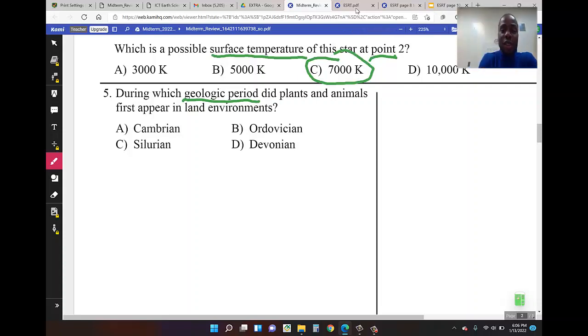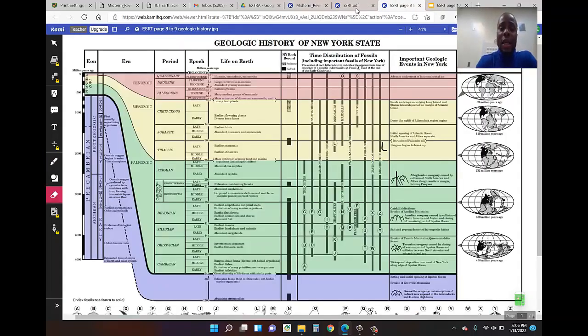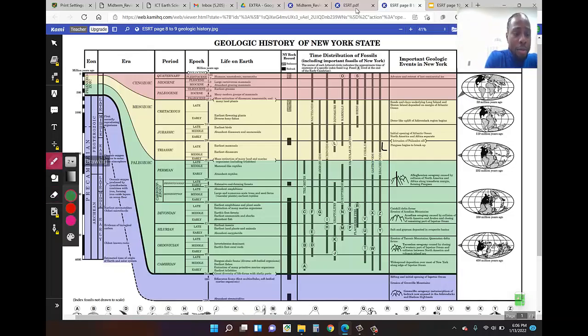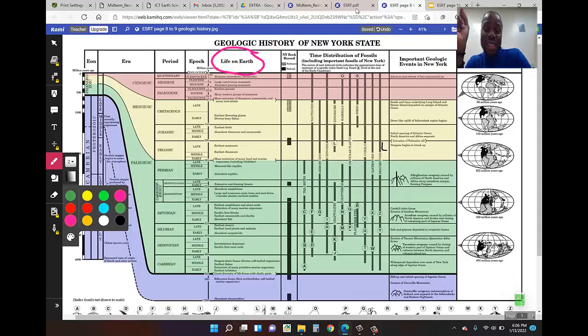Plants and animals are things that once had life. So definitely I should have my eyes on the part that says life on Earth. Because the things that the question is talking about are things that have life. If it was a geologic event, such as mountain building or continental drift or the position of continents, those are geologic events and you're looking at those columns. But when it comes to life, something that once had life, then you're looking at this column.